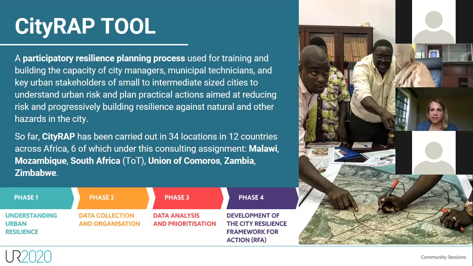We have already tested and implemented CityWrap in 34 locations in 12 African countries. And through this initiative, we covered 8 cities. For example, the city of Mutare, whose town clerk is with us today. We have learned a lot from CityWrap implementation, both about participatory resilience planning and about some of the key trends related to urban resilience in the region. But in general, our observations from the CityWrap experience have reinforced our research findings articulated in the regional assessment.